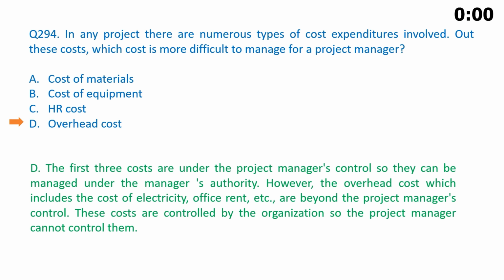The correct answer is D. The first 3 costs are under the project manager's control, so they can be managed under the manager's authority. However, the overhead cost, which includes the cost of electricity, office rent, etc., are beyond the project manager's control. These costs are controlled by the organization, so the project manager cannot control them.